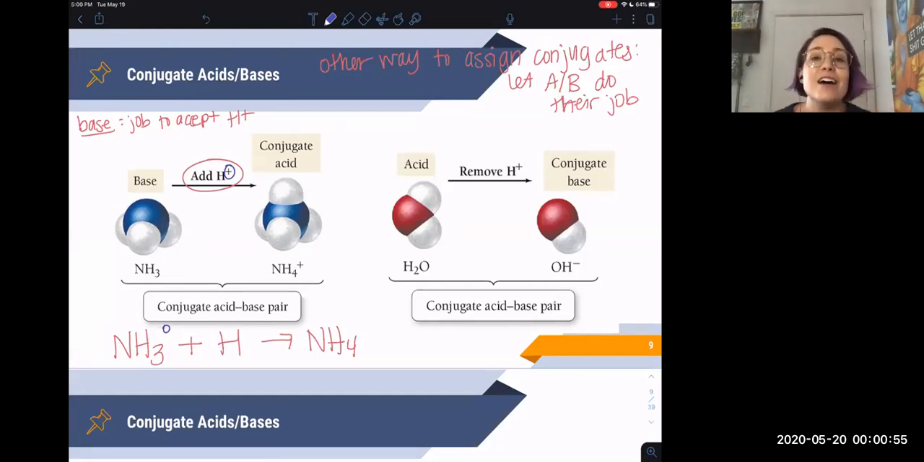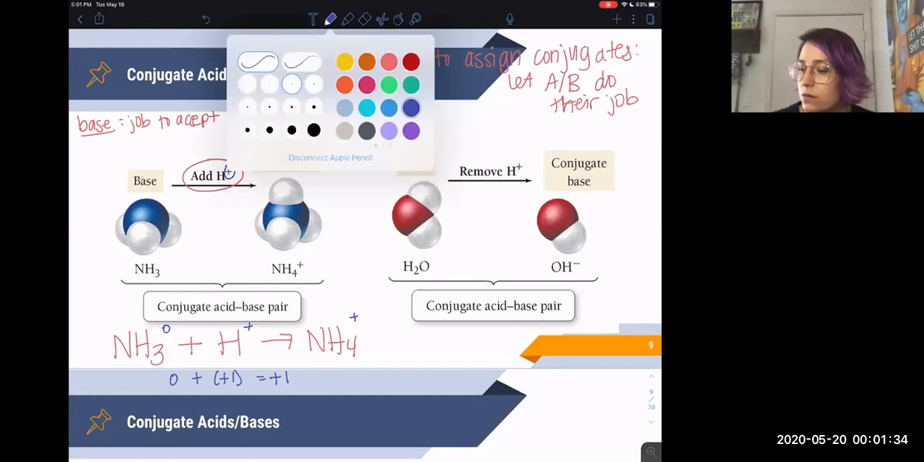It is neutral. If you do not have a charge, you're neutral. Ammonia does not have a charge. It is not a polyatomic ion. So I have a neutral thing. I'm adding +1. What's the charge of ammonium? +1. Think about the math. 0 plus +1 equals +1. Make sense? Hopefully. Add an H, add a plus to a base. Let the base accept the H, let the base accept the plus. Whatever it makes when it does that is your conjugate acid.